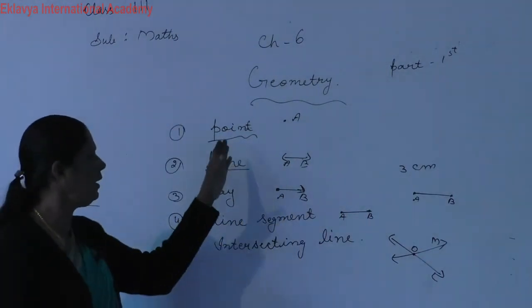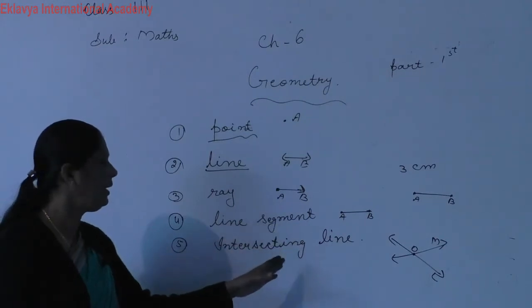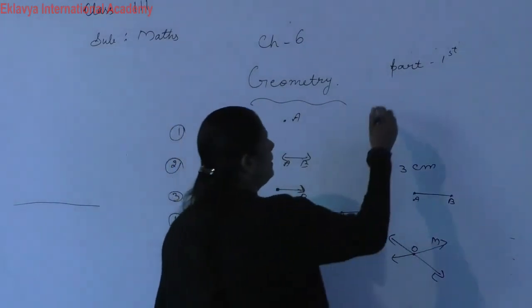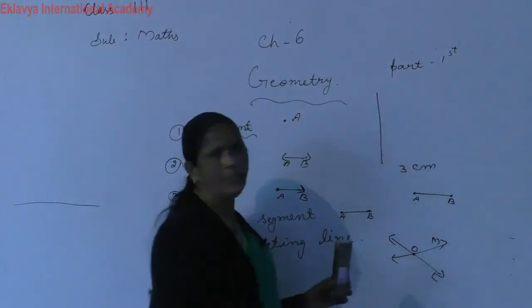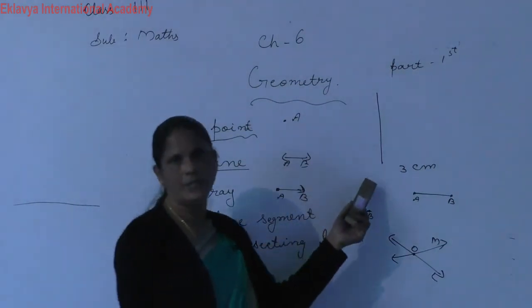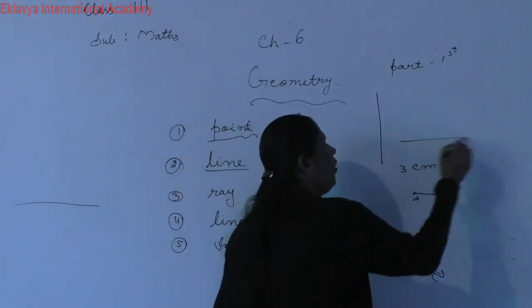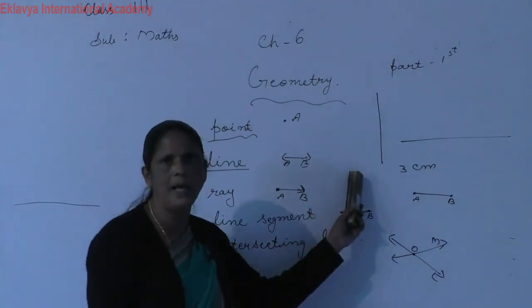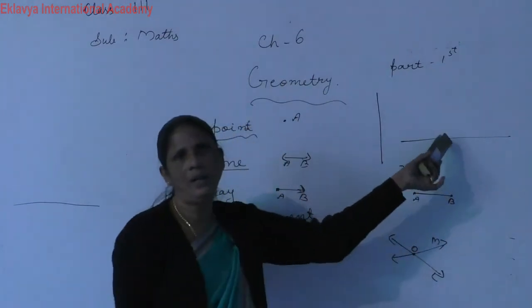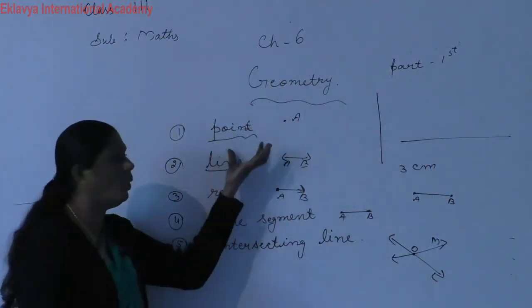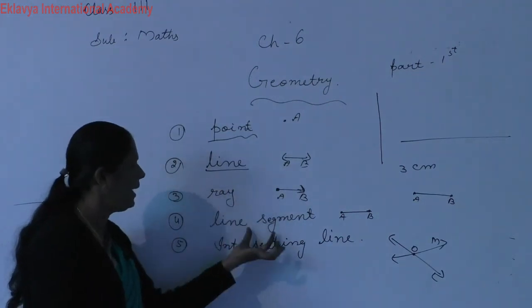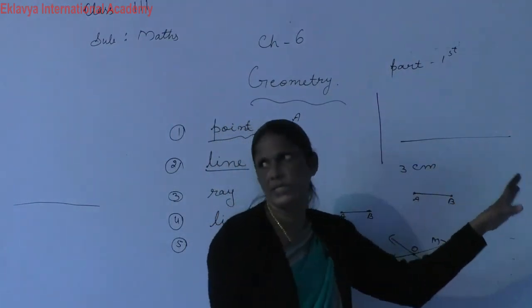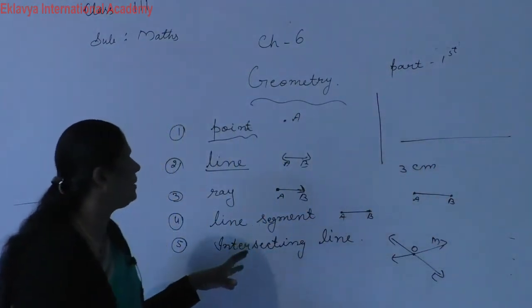Then again: point, line, ray, line segment, intersecting line. This is a vertical line. This is a horizontal line. In this chapter we study point, line, ray, line segment, intersecting line, vertical line, and horizontal lines.